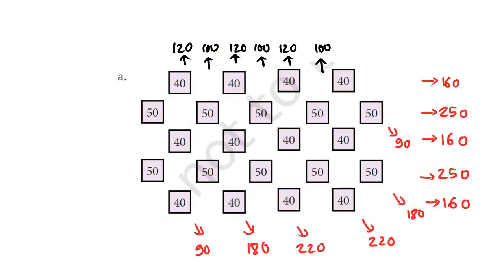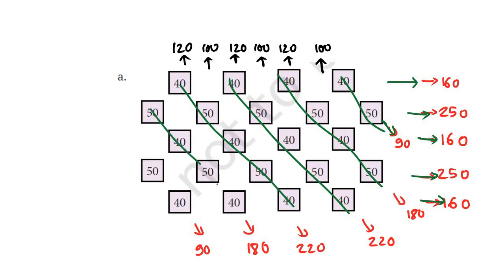Okay students, so I have done a summary over here. So you see these numbers are added: 160, 250, again 160, 250, again 160. Next, diagonal, along these sides. So this is 90, next 180, next 220, next 220, next 180, and next 90. Now vertical, these ones.